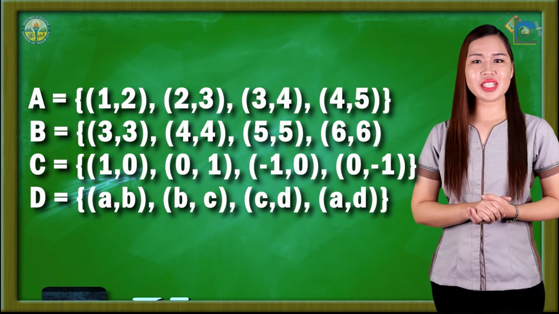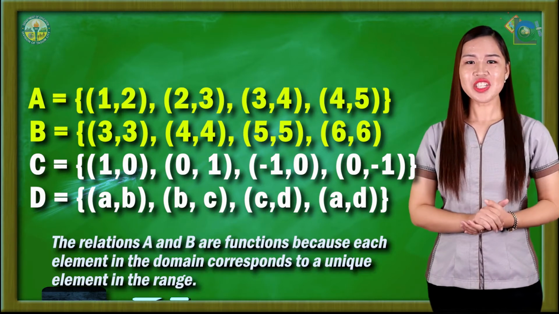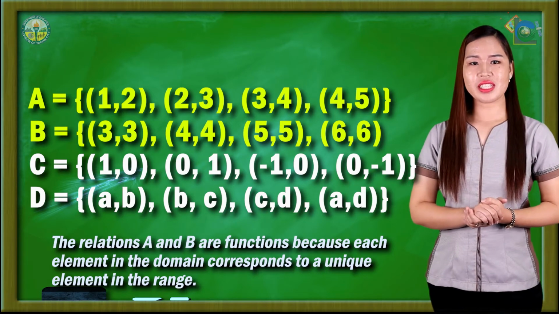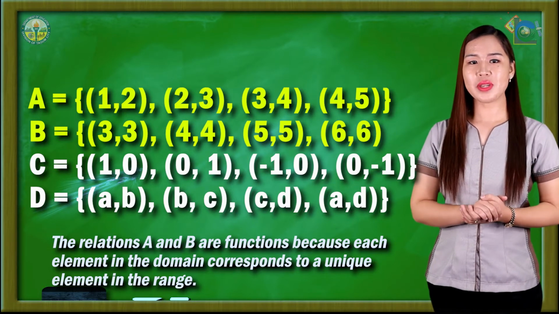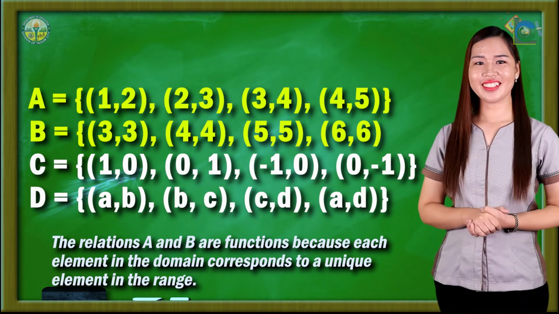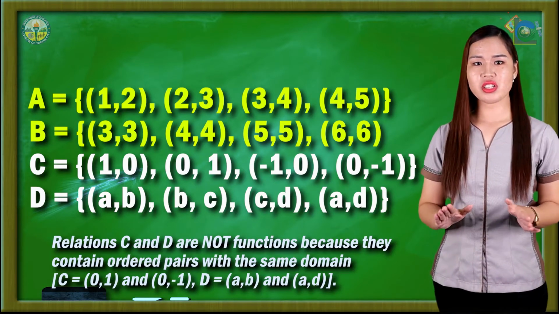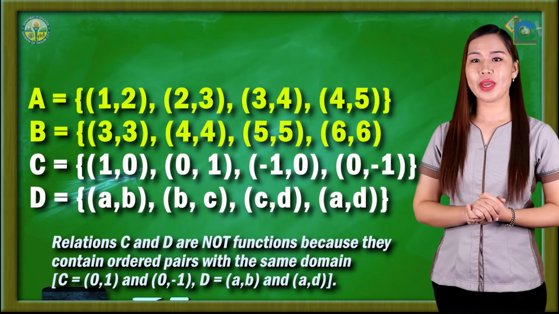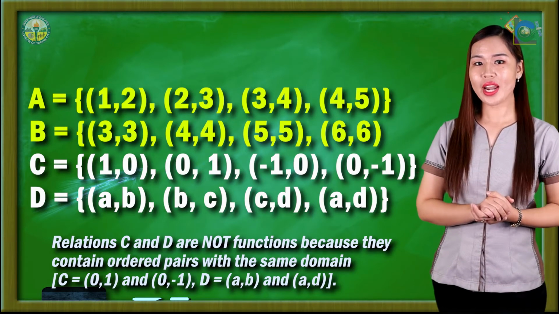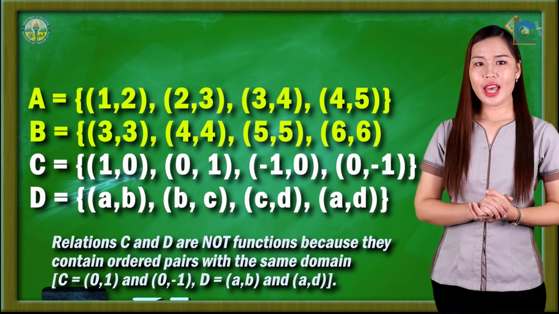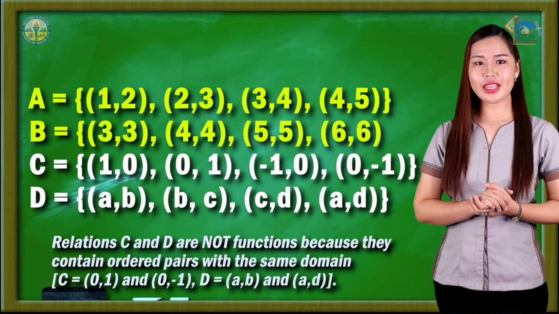If you think that relations A and B are functions, then you are right. The relations A and B are functions because each element in the domain corresponds to a unique element in the range. Meanwhile, relations C and D are not functions because they contain ordered pairs with the same domain. In set C, we have ordered pairs (0, 1) and (0, -1). And in set D, the ordered pairs AB and AD.